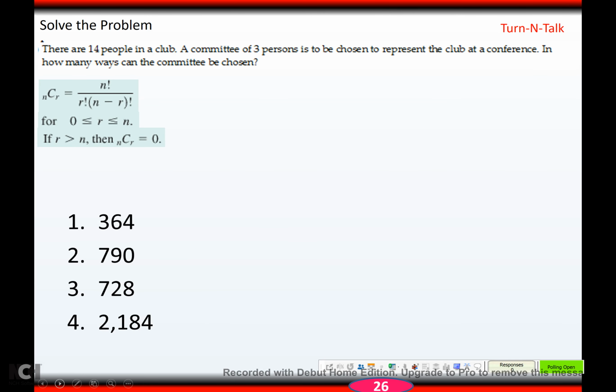Go. Hit pause. Come back when you're ready. And hopefully you got 364. You have 14 people in a club. You're choosing 3 of them at a time to represent the club at conference. Again, the order does not matter. It's not like you're picking a president, a secretary, and a treasurer or something. If that mattered, you'd do a permutation instead. But I don't care. I'm just picking 3 people to go to this conference. They don't really have titles or anything, so the order doesn't matter.